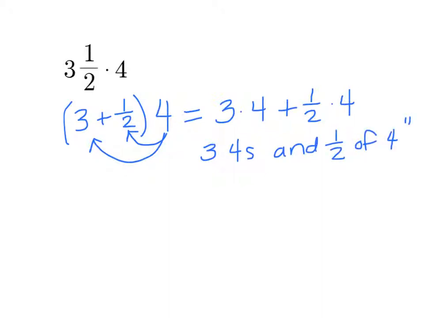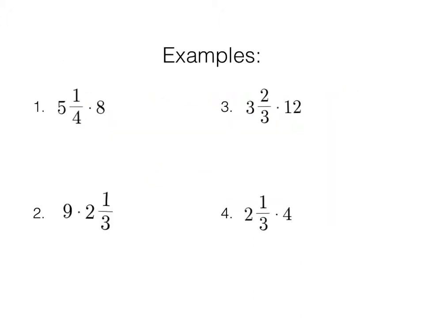So this is what's happening in my brain when I'm doing a problem like this. 3 fours, that's 12. Half of 4, that's 2. Put it back together, 14. So this is a quick method for multiplying a mixed number times a whole number. Let's try a few examples. This is super easy. Pause the video, try each of these 4, and then play it again to watch the results. I'm going to go ahead and go through them now.